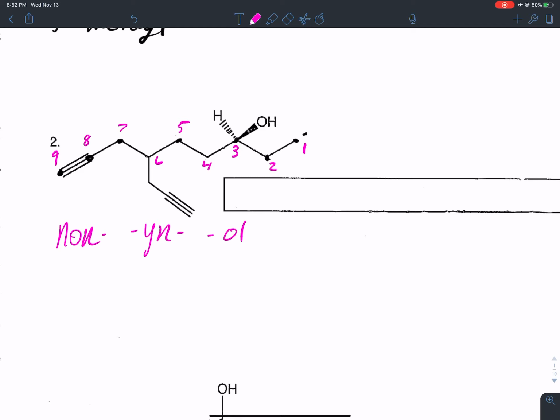And where are the numbers for that yne-all? So where's the yne? On carbon 8. It's all the way out on carbon 8. So we have a non-8-yne. And where's the ol? 3. It's on carbon 3. So non-8-yn-3-ol. That is our parent name. That takes care of this and this. Do we have any other substituents we need to worry about?